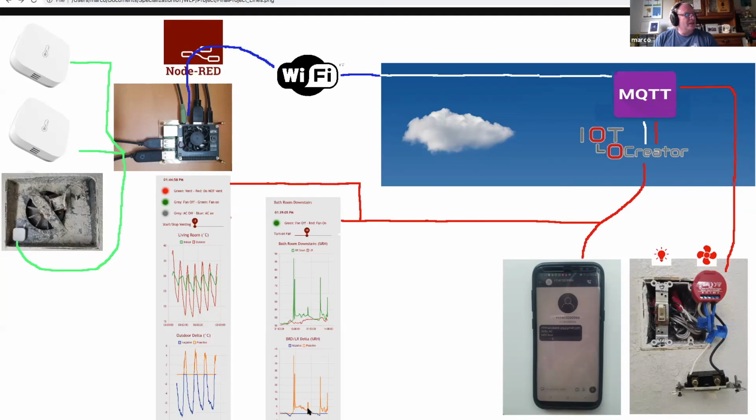So when the humidity goes higher here than 10%, as I have set here, IoT Creator will send a message to MQTT, to the broker. The broker will push it to the Shelly. The Shelly will then turn on the fan in my exhaust fan.